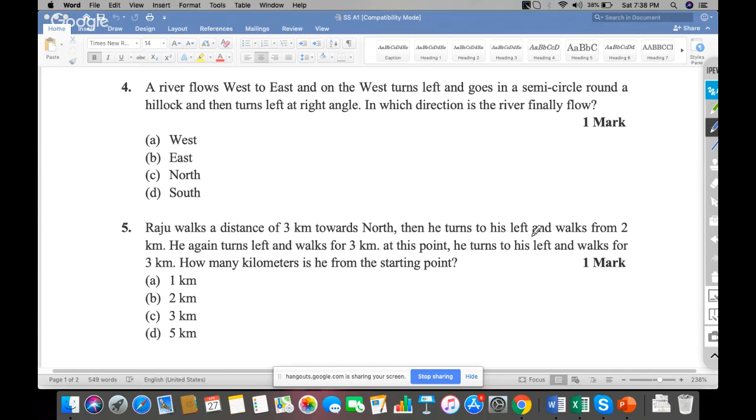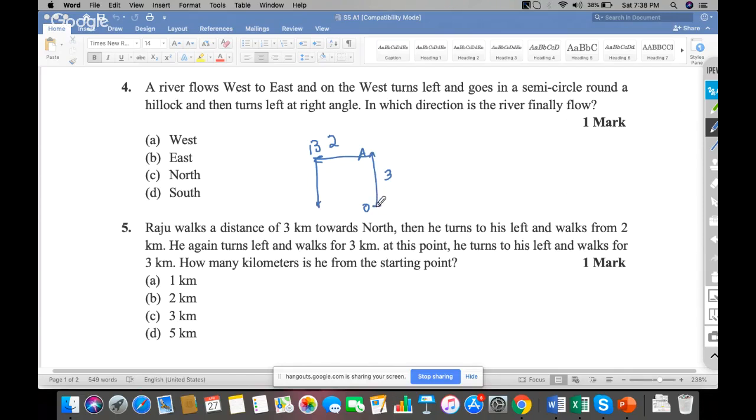Question number 5, you guys are giving me answer 5A, a lot of you. So Raju walks a distance of 3 kilometers towards north. So Raju is walking 3 kilometers. 1 second. 3 kilometers towards north. So OA. Then he turns to his left, walks 2 kilometers. He reaches B. Then he turns to his left. So this is 3. And then again 3 kilometers.